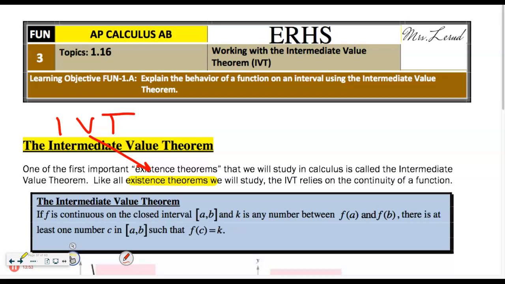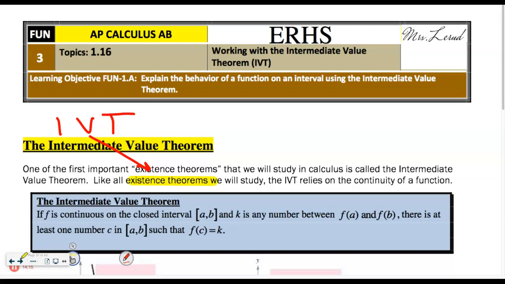Hey, guess what, Mandy? I'm going to teach you the IVT today, okay? Say yes, please. Yes. The IVT states that if f is continuous on the closed interval from a to b and k is any number between f of a and f of b, then there's at least one number c in (a, b) such that f of c equals k. All right, go to work. Do you get it? No.